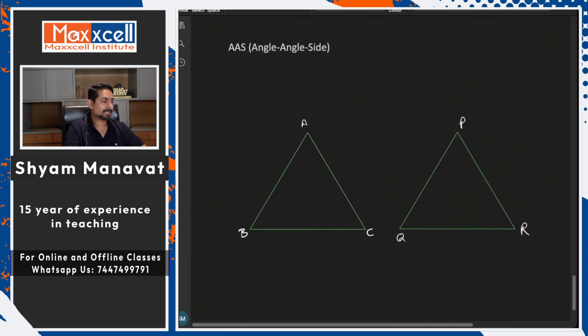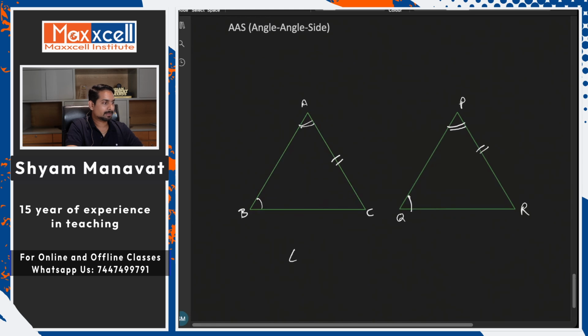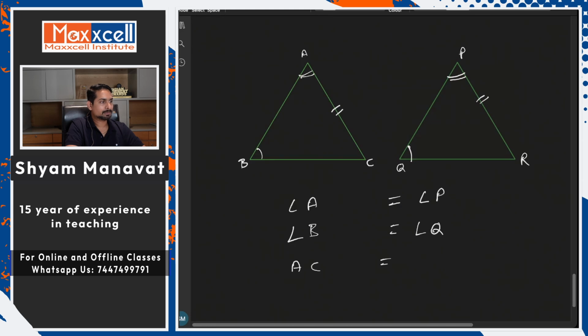What else? All right. You can say with angle angle side also. That means if you have two angles and the third side is not between them, then also you can say the triangles are equal. So if I say like this, this side is equal to this side. So if I say angle A is equal to angle P and angle B is equal to angle Q, and the side AC is equal to side PR. Okay, understood?